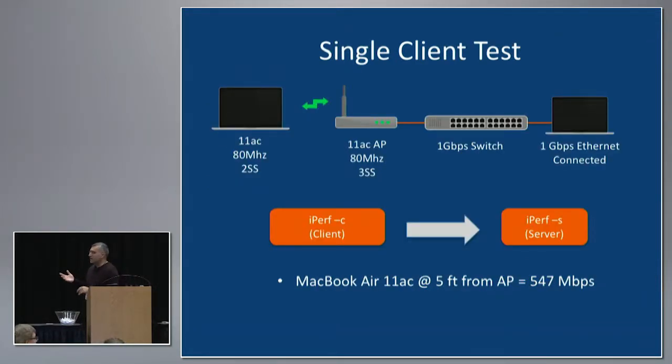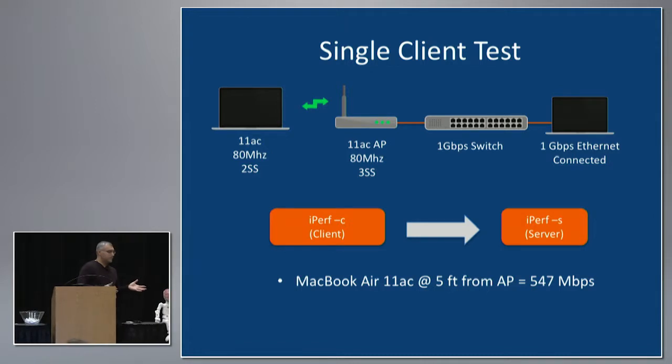This is from my talk I did, I think, in 2014, where I had a similar talk, but a much longer talk, where I showed how when you run a single client test between a 2-stream MacBook Air to a wired receiver, you get about 550 megabits per second if that station is 5 feet away. And for this two-stream laptop, the max PHY would be in the 800 range, but because of overhead and other issues, you're only getting 550 megabits per second or so.